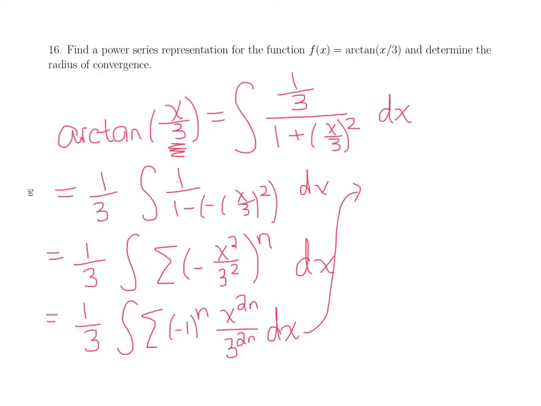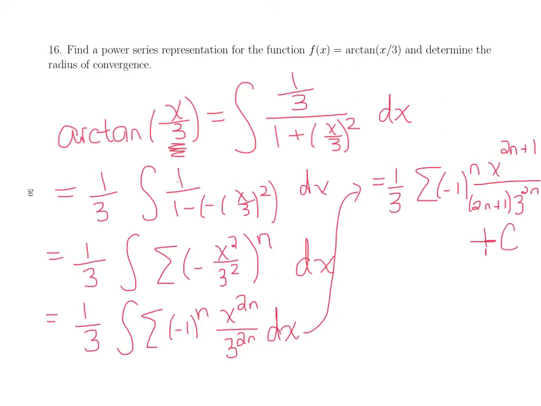And if we integrate this, we'll get 1/3, a summation sign, negative 1 to the n. x will be to the 2n plus 1, right? We'll add 1 to our exponent. We'll have the 2n plus 1 in the denominator as our new exponent, and as the new exponent in the numerator, and then we'll still have the 3 to the 2n because it's a constant here. We're integrating with respect to x. And then don't forget your plus c, your constant, with this situation. So there is this power series representation that has been worked out.